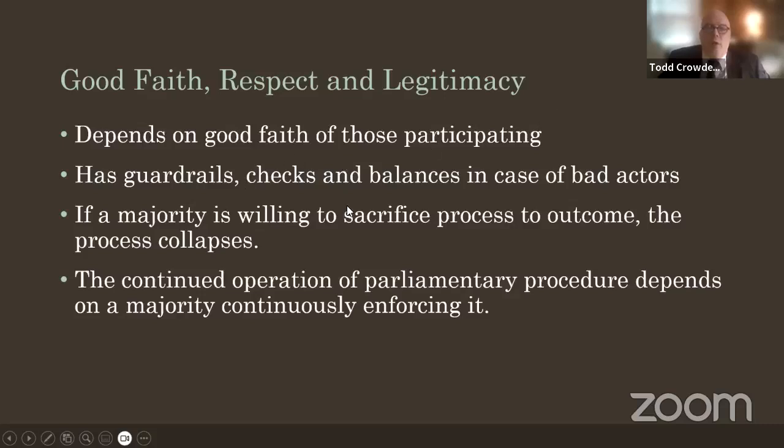Parliamentary procedure provides for guardrails, checks, and balances in case of bad actors. It can withstand a certain number of unruly members, and there's even procedures for an unruly chair. There are ways that an assembly has of protecting itself when there are people not doing what they're supposed to do, people trying to abuse the system. But if the majority of the people in the room are bad actors, parliamentary procedure simply will not work. It falls apart. If the majority is willing to sacrifice process to outcome, process collapses. The continued operation of parliamentary procedure depends on a majority continuing to enforce it.